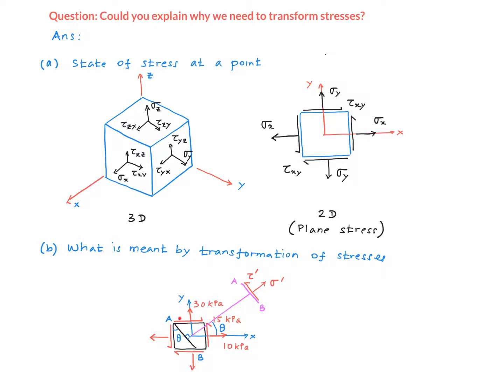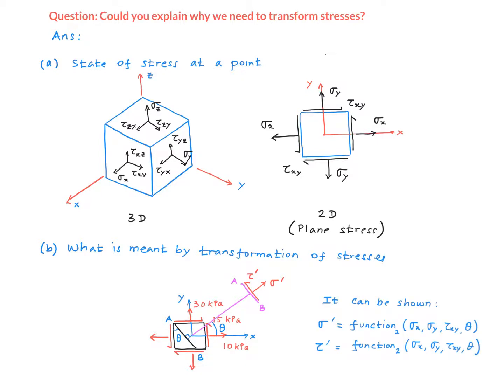To avoid cluttering this picture, it's pretty common to draw the plane outside this differential element like shown in this picture. The plane AB is drawn parallel to the plane that we are interested in looking at the stresses on, and the stresses on this plane are sigma prime in the normal direction and tau prime in the shear direction. If this angle is theta, then you can easily verify that this angle is theta. In practical terms, transforming the stresses means basically finding stresses on an inclined plane like this.